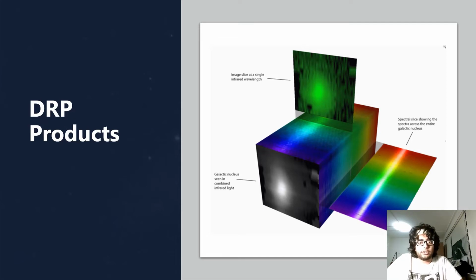The data cube is a three-dimensional cube as shown on the image at the right, where two of the dimensions are spatial, showing the face of the galaxy, and one dimension is spectral, showing the values and fluxes from each different wavelength.